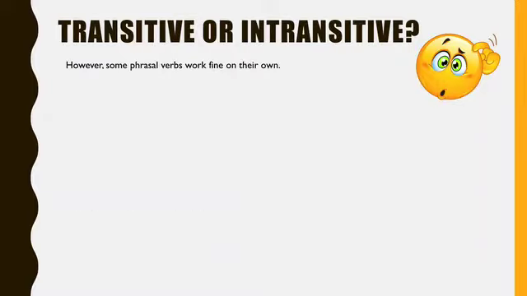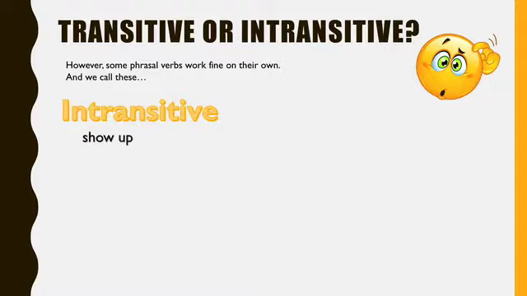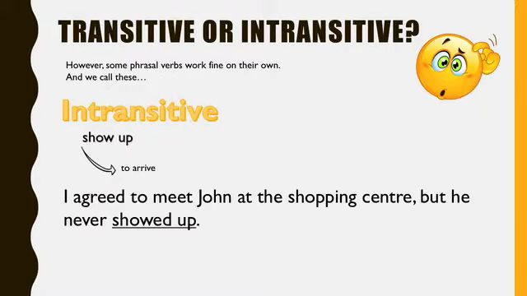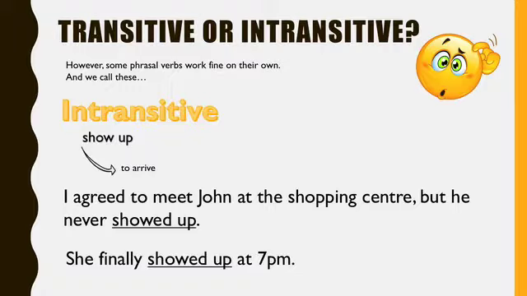However, some phrasal verbs work fine on their own, and we call these intransitive. For example, show up is an intransitive phrasal verb. This means to arrive. You don't need to add an object here. For example, I agreed to meet John at the shopping centre, but he never showed up. Or, she finally showed up at 7 p.m. These phrasal verbs work fine without an object.